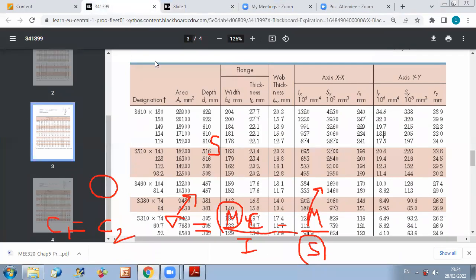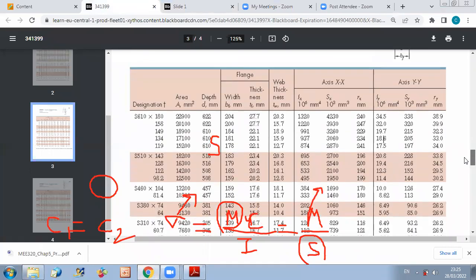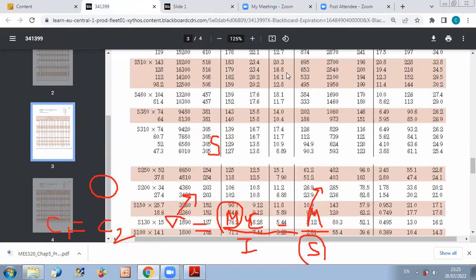From the appendix, you go first to S shapes. Okay, and in S shapes, you search for your beam. So it's S250 times 52. It is here.